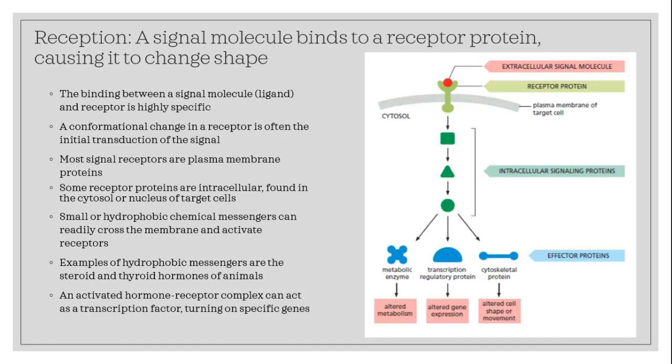Can anybody tell why these hydrophobic chemical messengers or hydrophobic ligands can directly go inside and bind to the intracellular receptors inside the cell? What can be the reason, or how is it possible? Whereas the hydrophilic molecules cannot cross the membrane. They have to bind to these membrane receptors. Any idea?